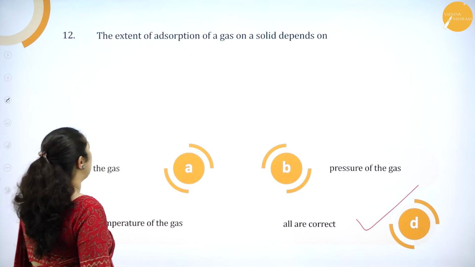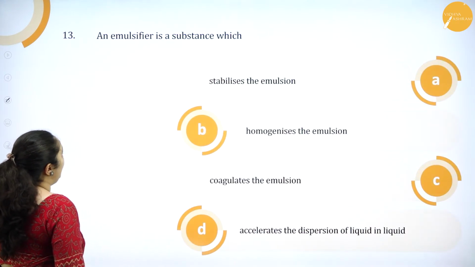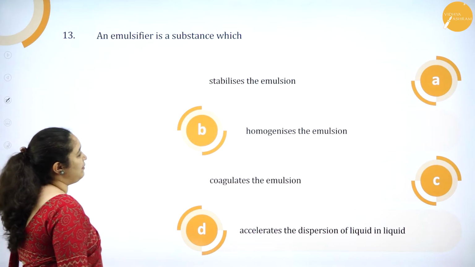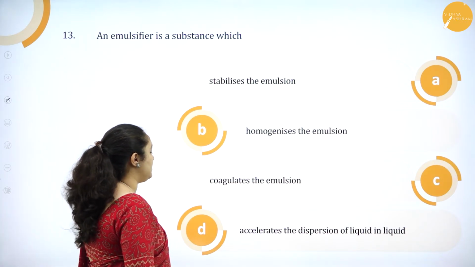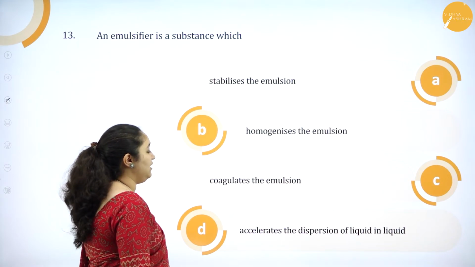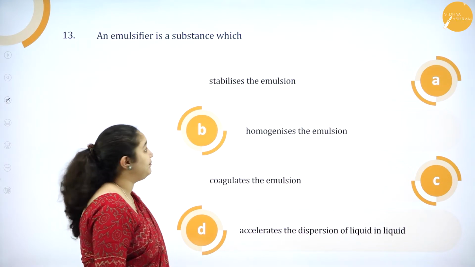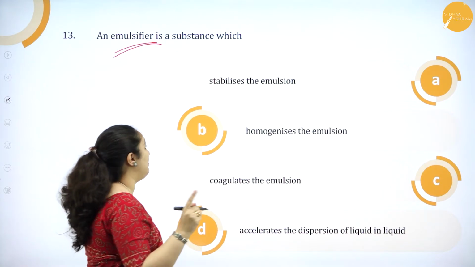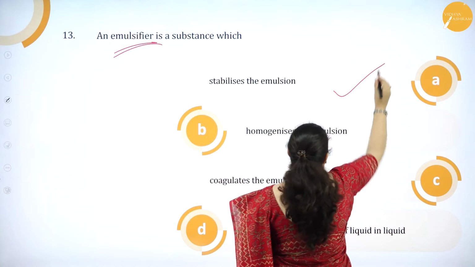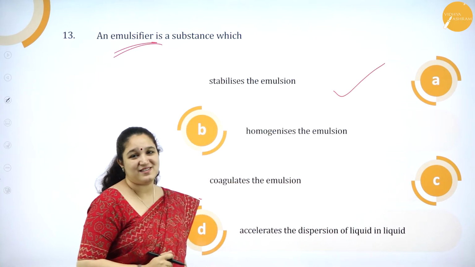Okay. Next question. An emulsifier is a substance which stabilizes the emulsion, homogenizes the emulsion, coagulates the emulsion, accelerates the dispersion of a liquid in liquid. Emulsifier stabilizes the emulsion. So option A is the correct answer.